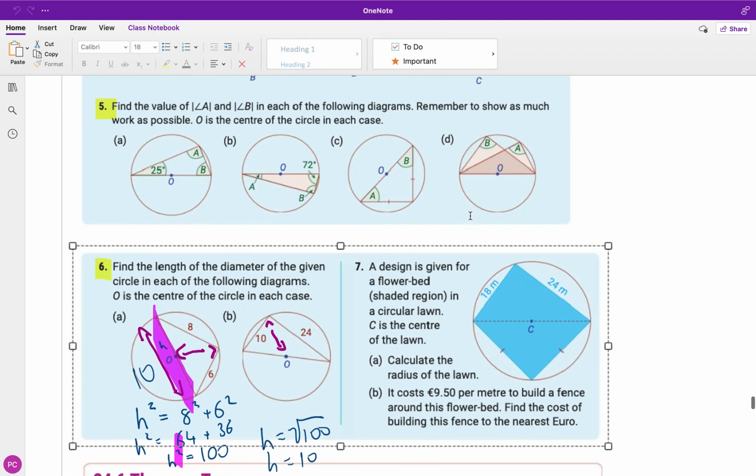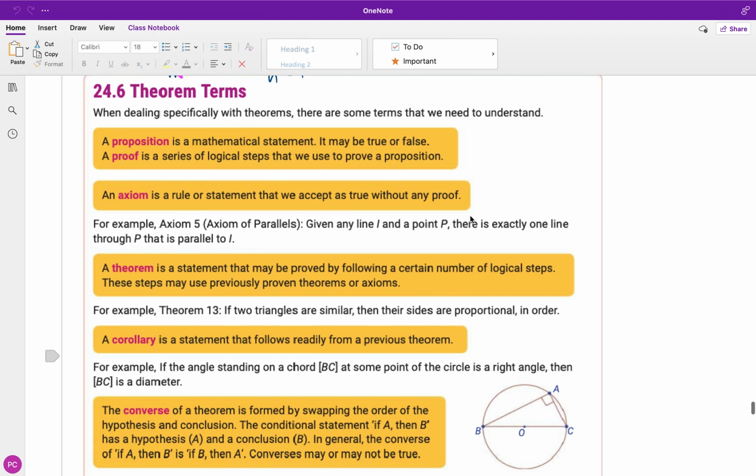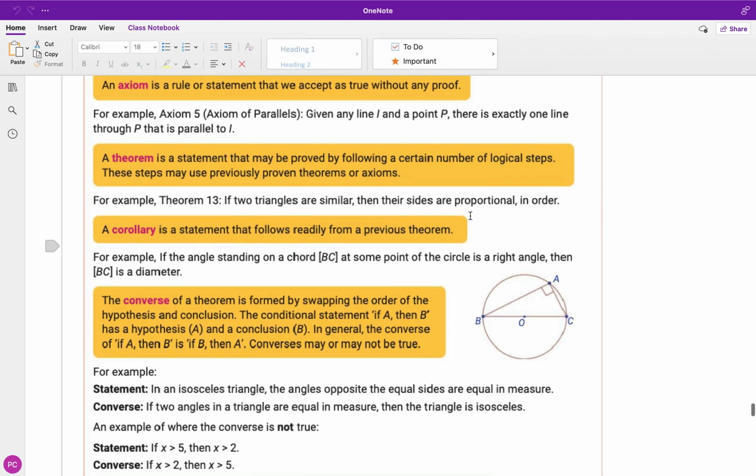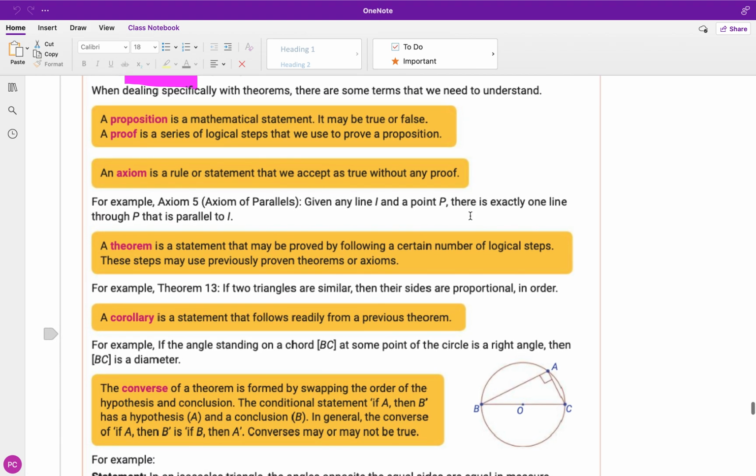Our addition today then is these theorems, and you've probably heard that word. I guarantee if you ask people at home about theorems, they'll shake in their boots, but they're not as bad as they're made out to be. The problem with theorems is that there's a lot of maths lingo in them. You come across these words like a proposition and a proof and an axiom and a theorem and a corollary and a converse of a theorem and so on. So I will go through those with you individually next week.